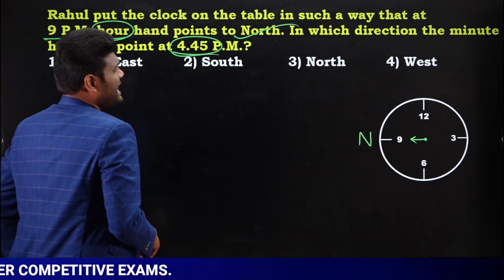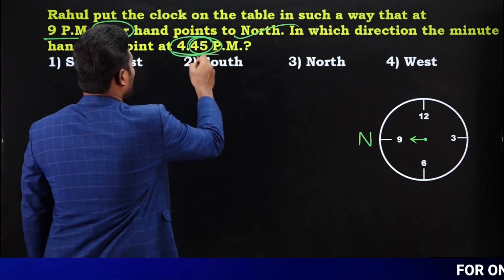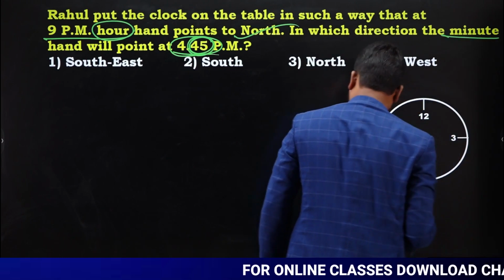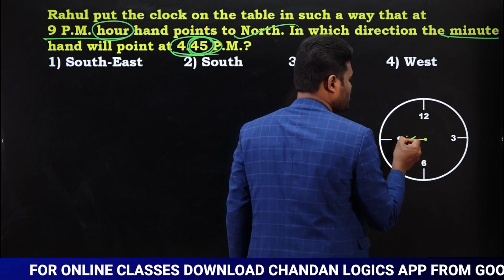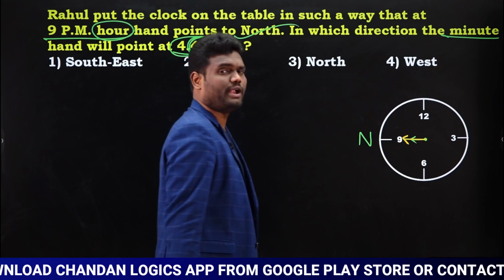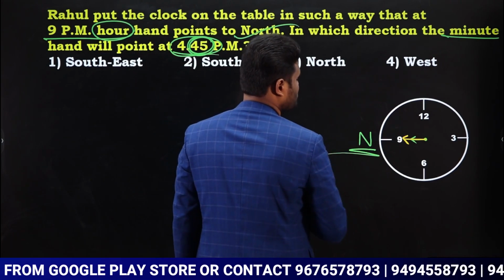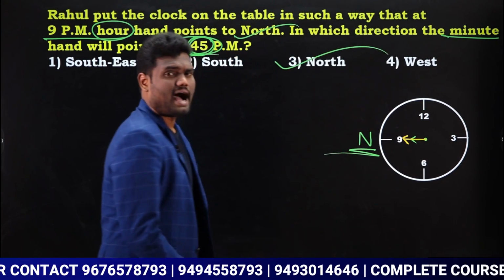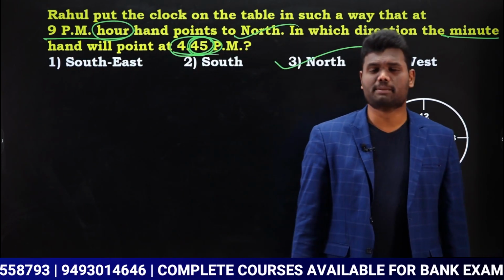Now our question is, in which direction will the minute hand point at 4:45? Look here, 4:45, the minute hand, 45 minutes. 45 minutes means the minute hand is going to face towards 9, yes or no? Now our question is, which direction is the minute hand going to face? The minute hand is also facing towards north. So we can say the answer for this question is going to be the north direction. Is it clear? Very, very simple.